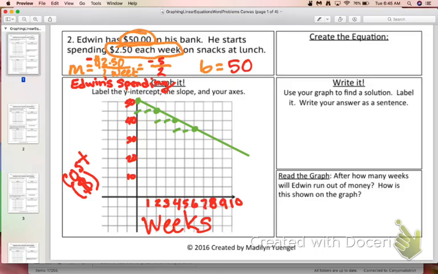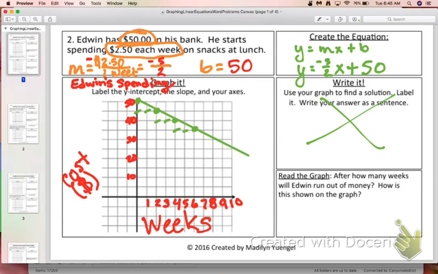So now it says, what's my equation? Well, again, we're going to use y equals mx plus b, where I know my y stays the same, my x stays the same, and now I plug in the numbers we learned on the side. So that's negative 5 over 2, and that's a positive 50. We don't use the write it.